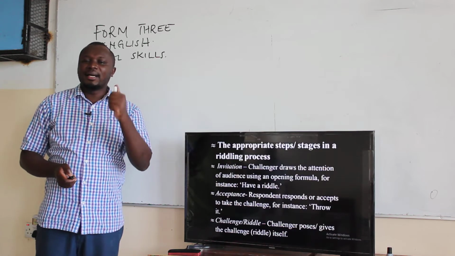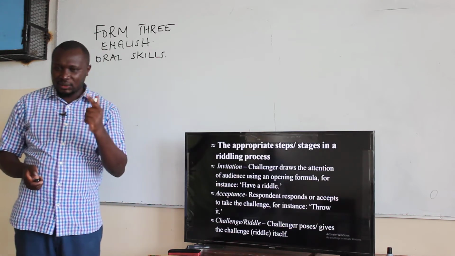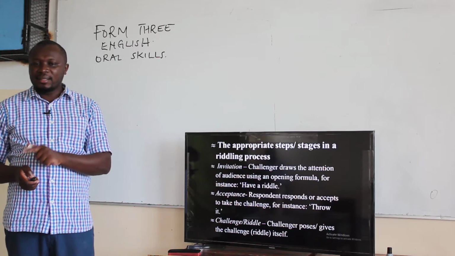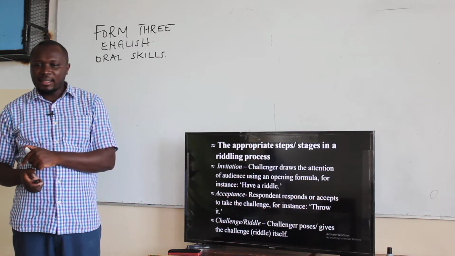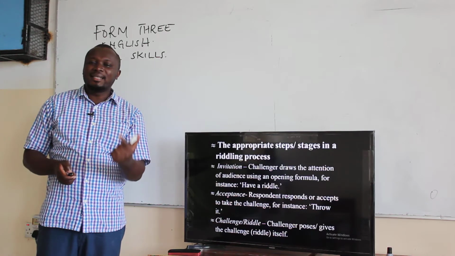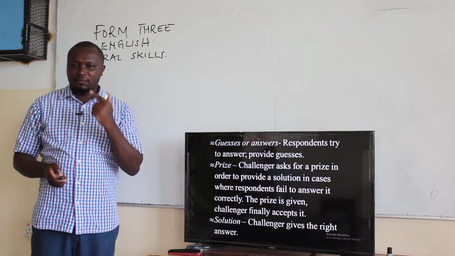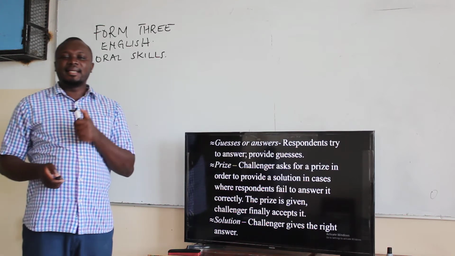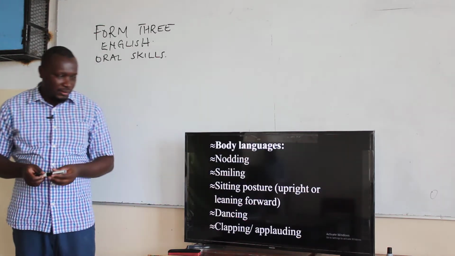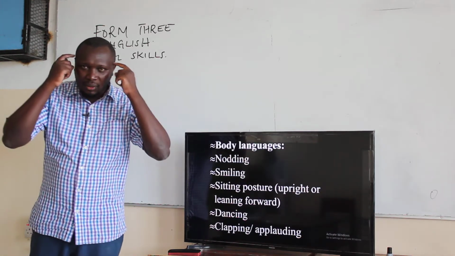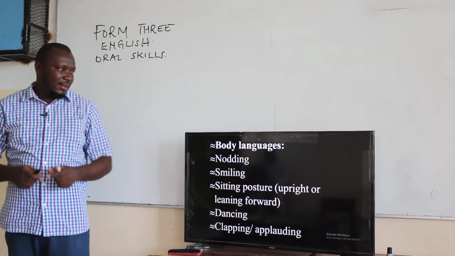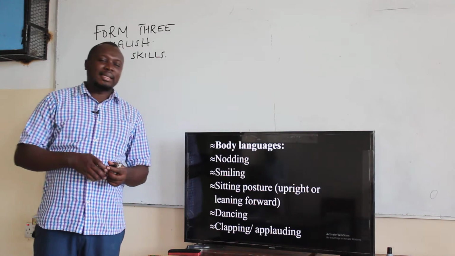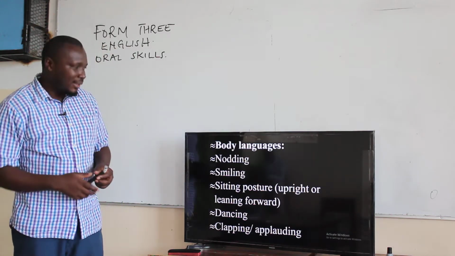So basically, how many stages? 1, invitation. Secondly, acceptance. Invitation, I have a riddle. Acceptance, throw the riddle. Thirdly, the challenge of the riddle itself. Fourth, guesses or answers. Fifth, the prize. Then lastly, the solution. So the riddling process is something you should always have in your mind, because it can be asked anytime. And I've told you it will carry no less than 5 marks.